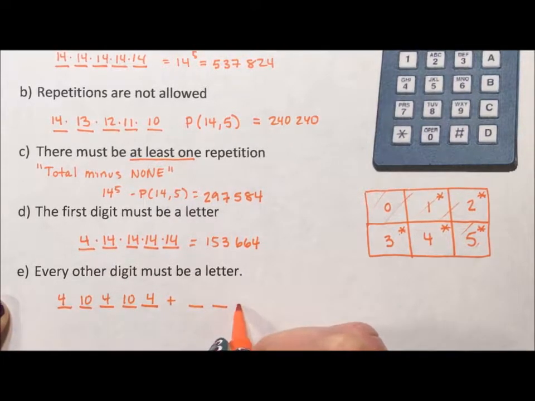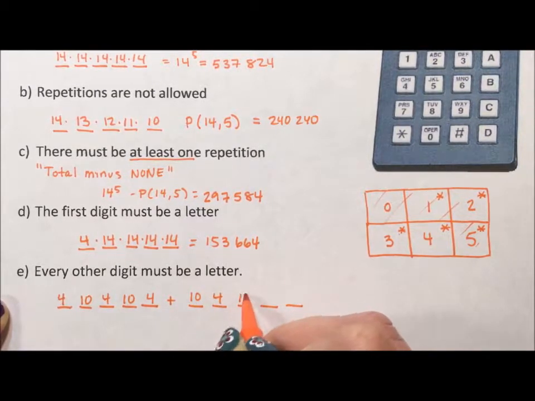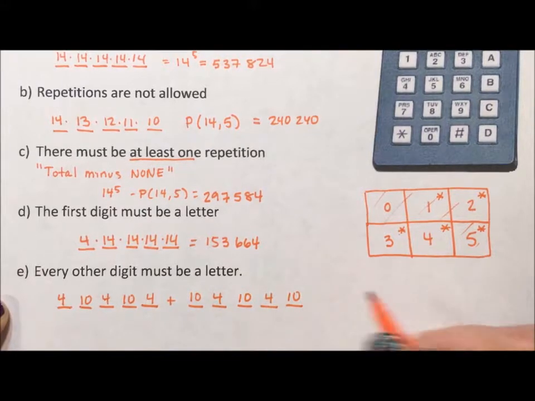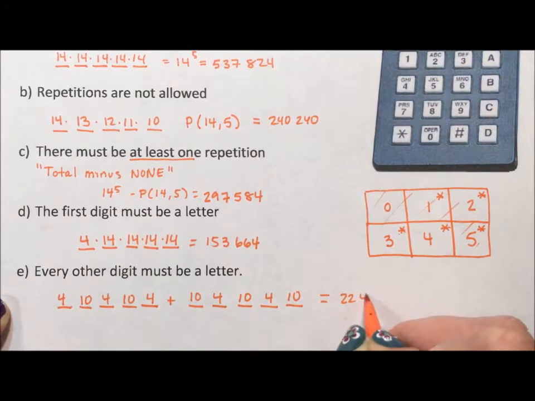But does it say that it has to start with the letter? What if it went number, letter, number, letter, number? Haha. So you have to account for it starting with the letter or it starting with a number. Each of these represents every other digit being a letter. And when we calculate this out, we get 22,400.